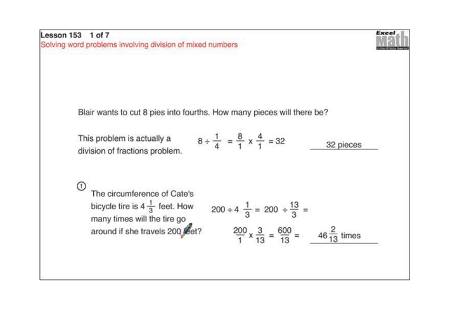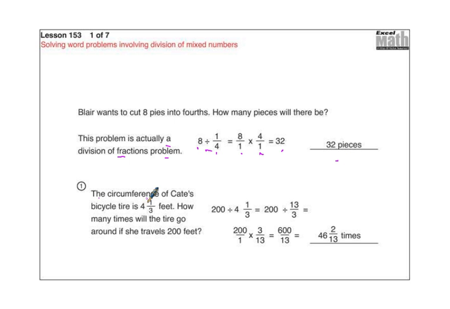Blair wants to cut 8 pies into fourths. How many pieces will there be? This problem is actually a division of fractions problem. You guys did it as multiplication before now. It's 8 pies divided into fourths, which comes out to 8 times 4 over 1. You already know how to divide fractions. Flip and multiply, which is 32. There are 32 pieces because you have 4 pieces in each pie. 4 times 8 is 32.